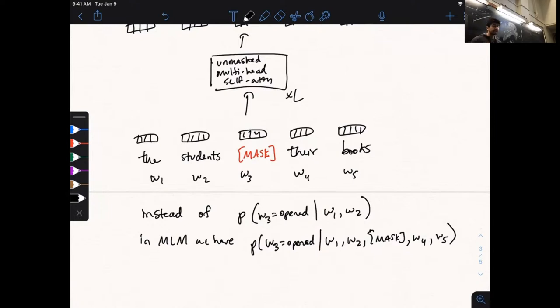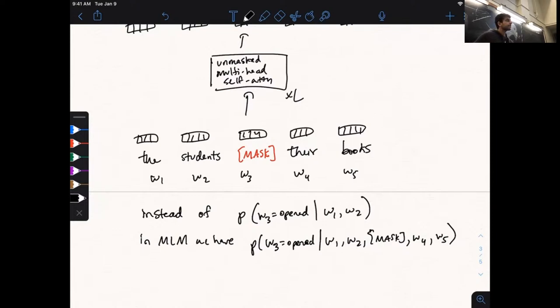Now, you can conceive of different ways to use this for generation. If you have word one, you could produce four mask tokens and ask it to fill in. But this is extremely slow, and it's not how the model was trained, so it's not going to generate text that's as high quality as a decoder-only network.